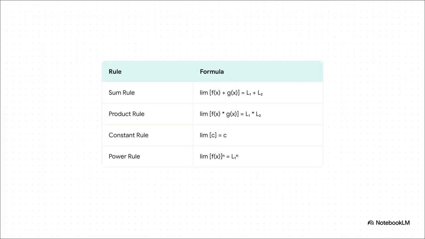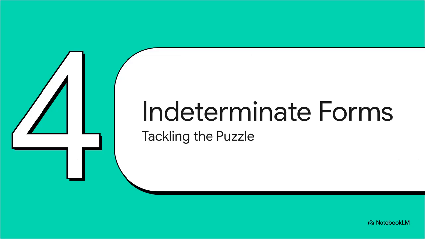And look, this isn't just some abstract philosophical concept. It's a practical tool that has very clear rules. You can add limits, multiply them, apply powers to them, and it all works out in a really predictable way. These rules give us a systematic toolbox so we can actually calculate limits without having to just guess. So what happens when you try to calculate a limit and you get a totally nonsensical answer, like 0 divided by 0? Well, that brings us to our final section, how to tackle the puzzle of indeterminate forms.